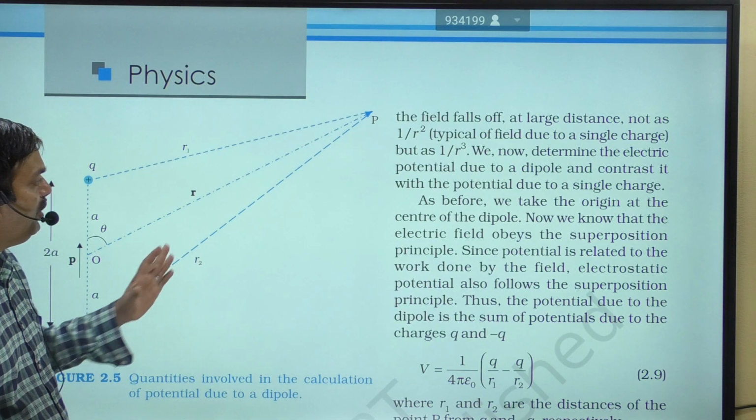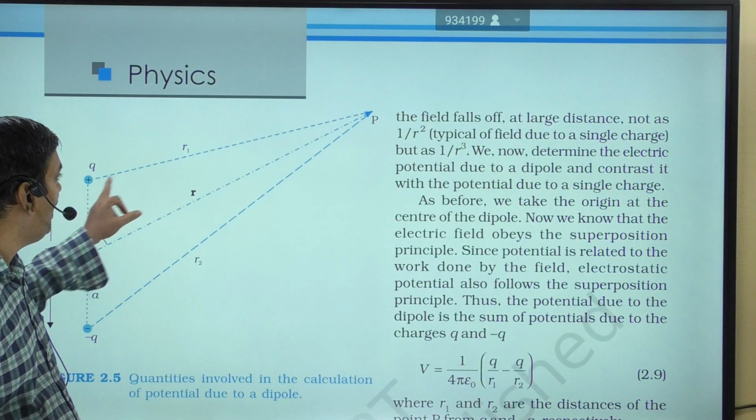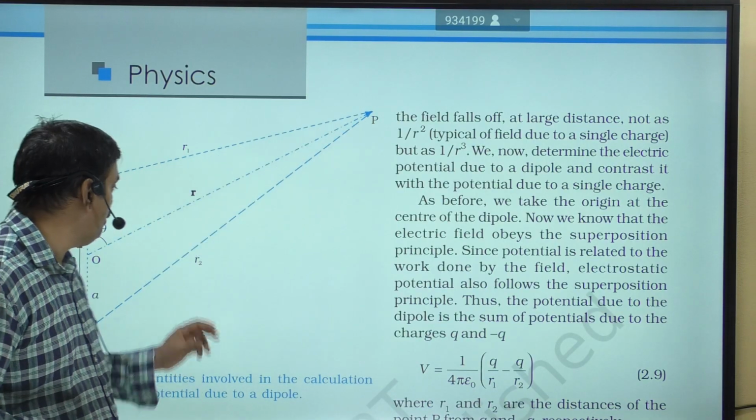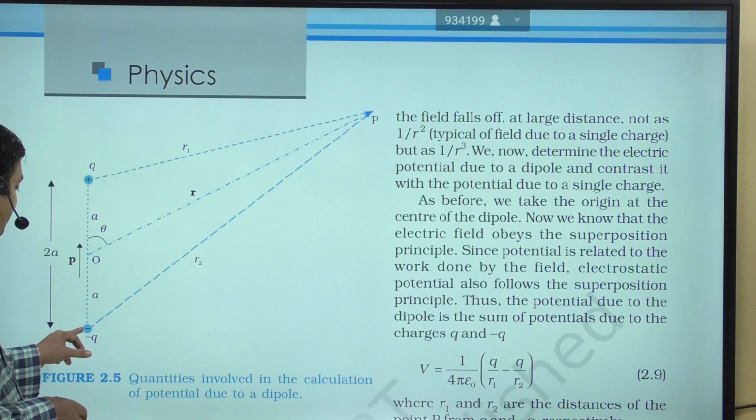Therefore, there is a need to understand in a better way exactly what the electric potential is at a given point due to a dipole. Sir, what is meant by a dipole? Two polarities, as you see.